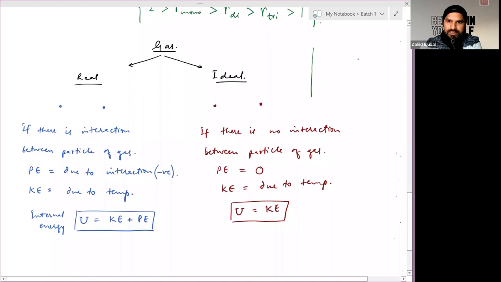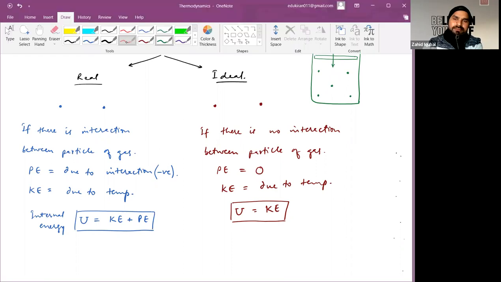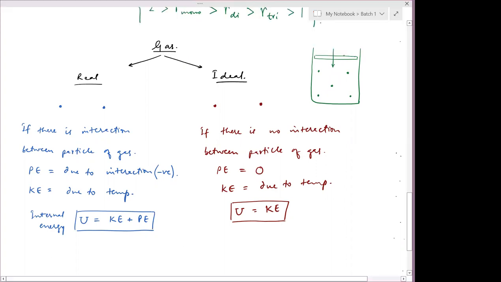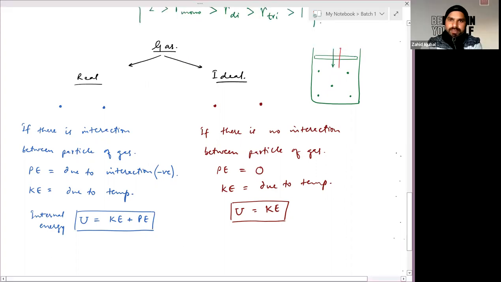Suppose you have a vessel with a piston containing just 5 particles, I'm just assuming. If you compress this piston slightly downward, does the separation between these particles increase or decrease? Decrease. Good. And if you extend this piston outward, does the separation between particles increase or decrease?